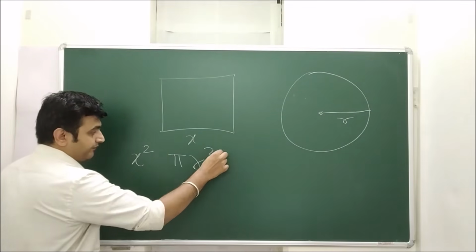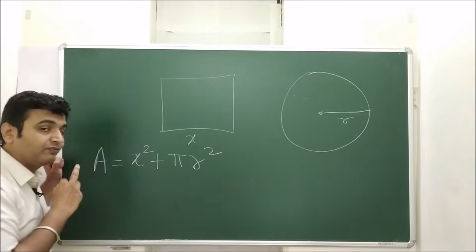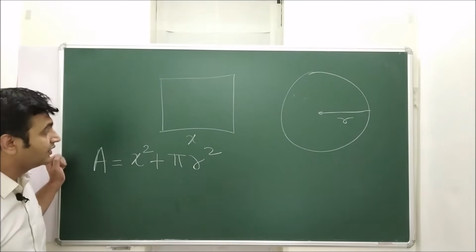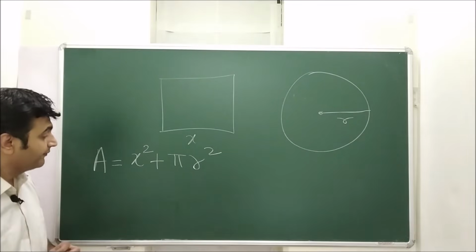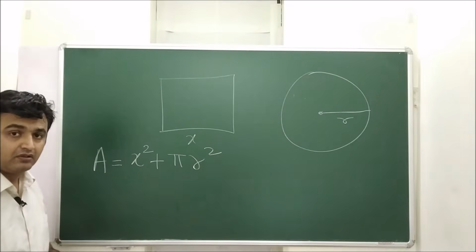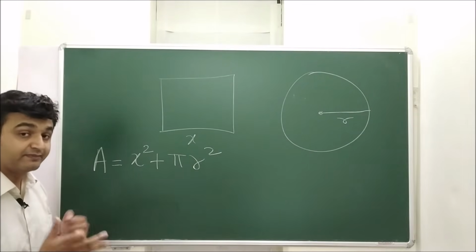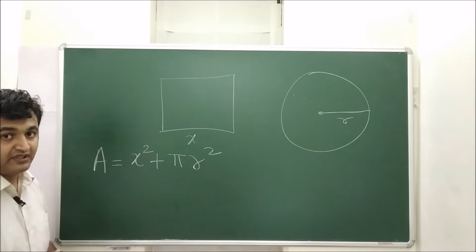Pi r square. And if I add, let me call this A. I want to maximize A. Okay, so that I can have the maximal possible sunlight coming in. Now here there are 2 variables, x and r. So the question is, I should differentiate with respect to which variable? So I need to get rid of one variable.